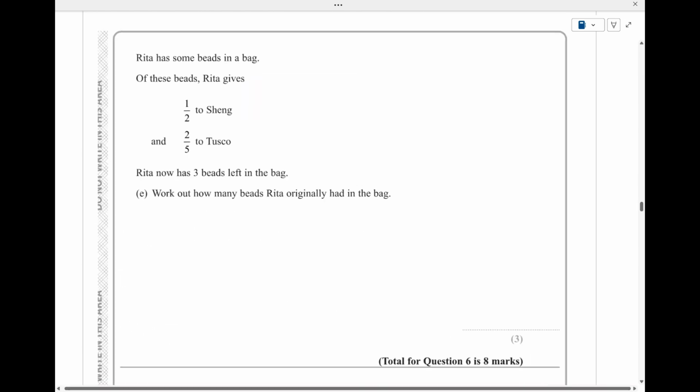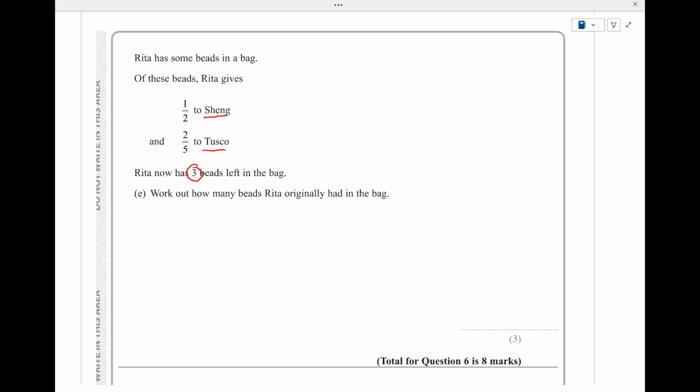Never mind. Rita has some beads in a bag. Of these beads, Rita gives a half to Sheng and 2/5 to Tusker. She now has 3 beads left. Work out how many beads she originally had.